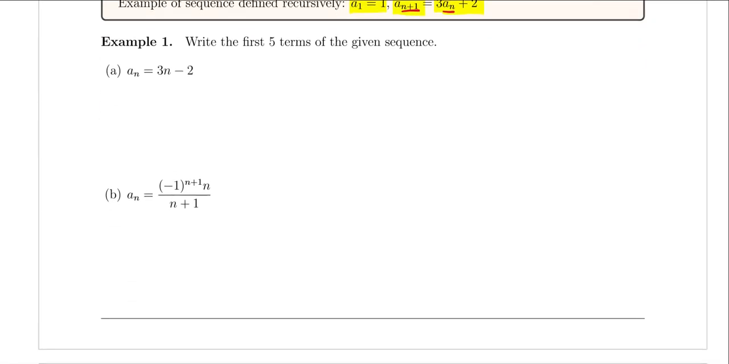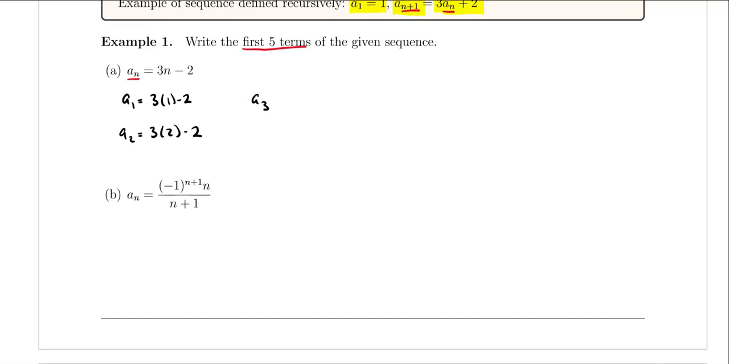Alright, so for our first example here, we want to go ahead and write down the first 5 terms of a given sequence, and we begin here with the sequence a sub n equals 3n minus 2. Alright, so to evaluate a sequence, all that we need to do here is simply plug in the values of n corresponding to the terms that we want. So if we want a sub 1, then that just means that we need to plug in 1 for n, so we're going to have here 3 times 1 minus 2. A sub 2 is going to be the same thing as 3 times 2 minus 2.